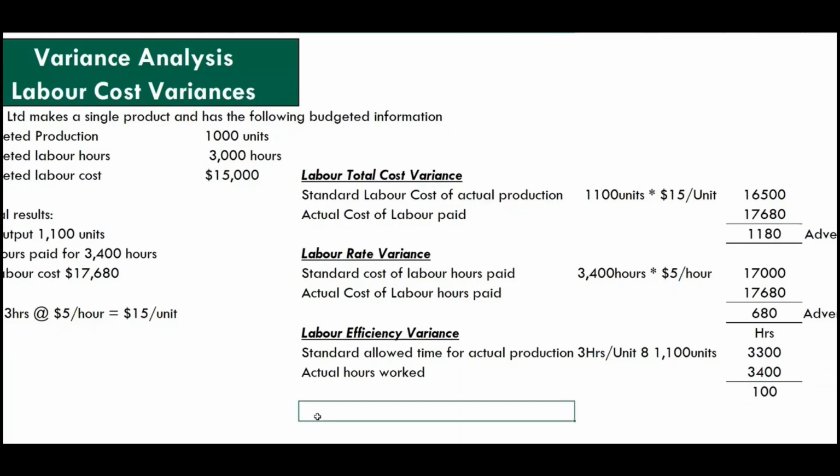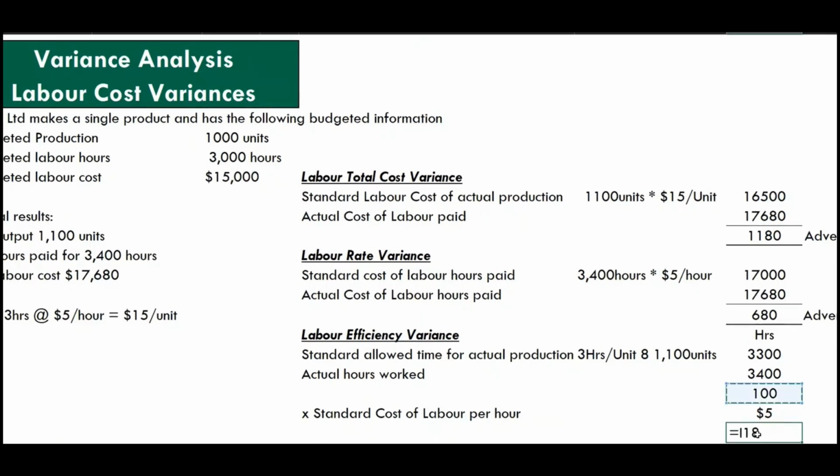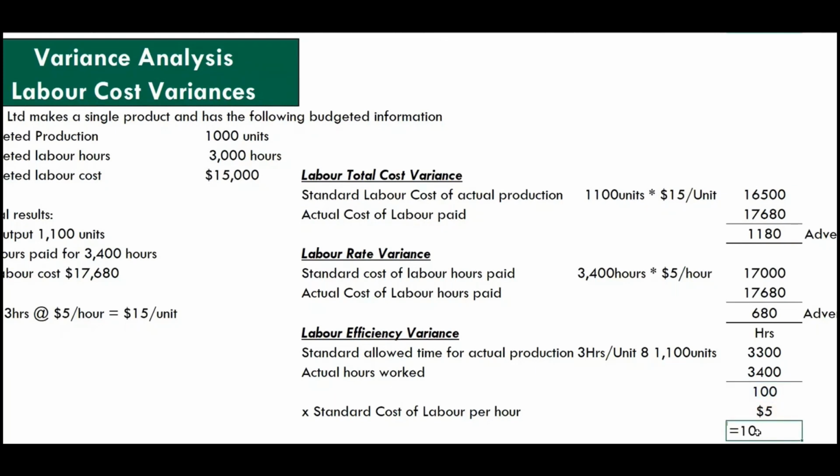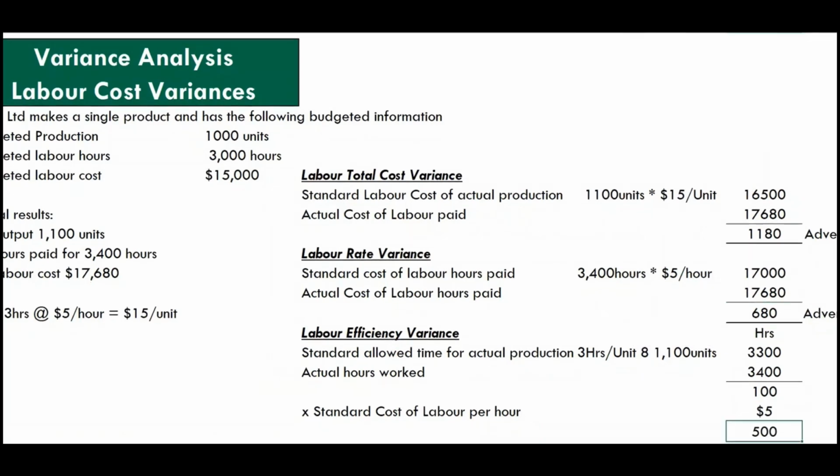And we don't leave our variance in anything other than monetary terms, so we multiply by the standard cost of labor per hour. And the standard cost of labor per hour happens to be $5. So if I multiply 100 by 5, that gives us $500. Obviously, that's an adverse because more time has been spent than time allowed.